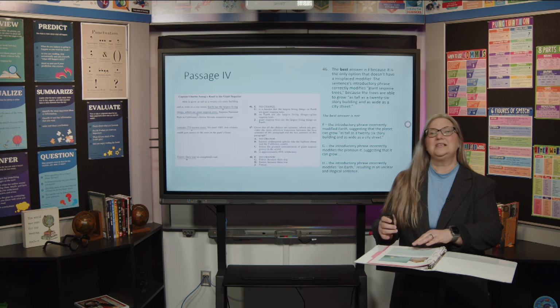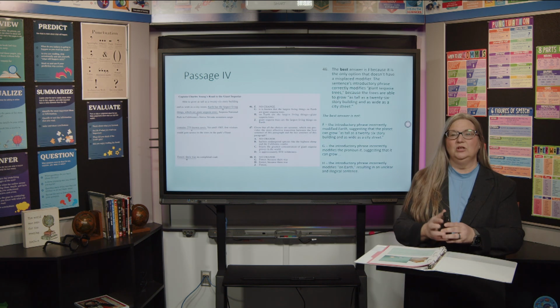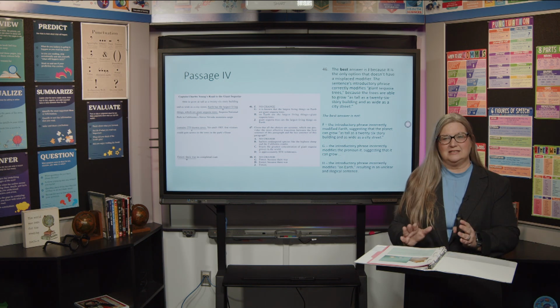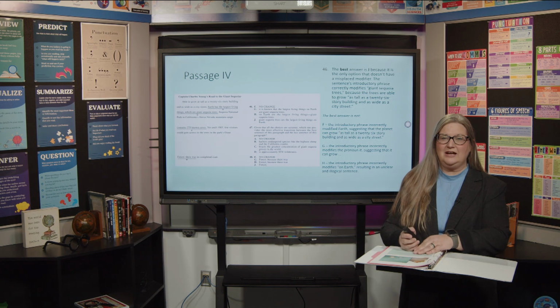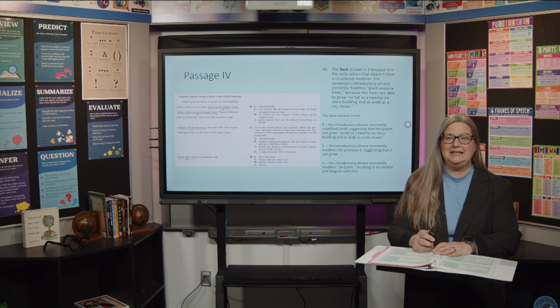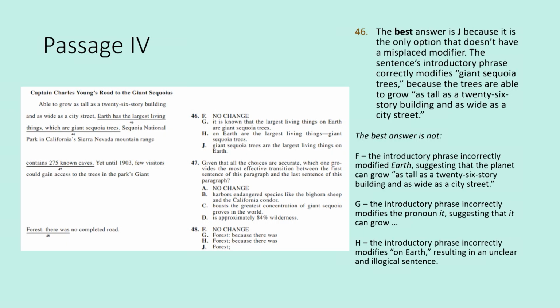So as always, we will chunk the text. We will look at one question at a time. And so make sure you have your test in front of you and that you are prepared to get started with your day. Well, let's get started with item number 46. Item number 46 is about Captain Charles Young's Road to the Giant Sequoias. That's the passage for passage 4.